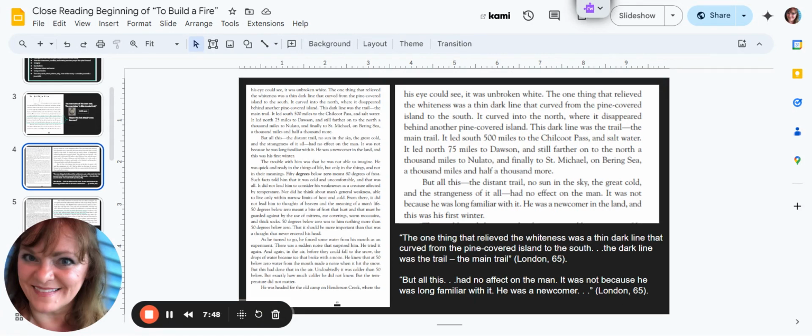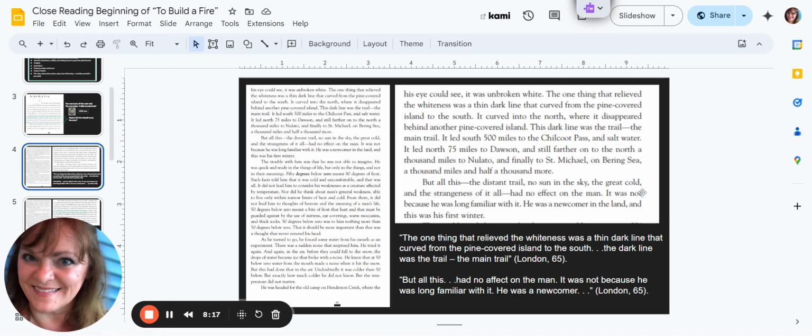"This dark line was the trail, the main trail." And it already said to us that he went off of the main trail. "It led south 500 miles to the Chilkoot Pass and saltwater. It led north 75 miles to Dawson, and still farther on to the north 1,000 miles to Nulato, and finally to St. Michael on Bering Sea, 1,000 miles and a half a thousand more."